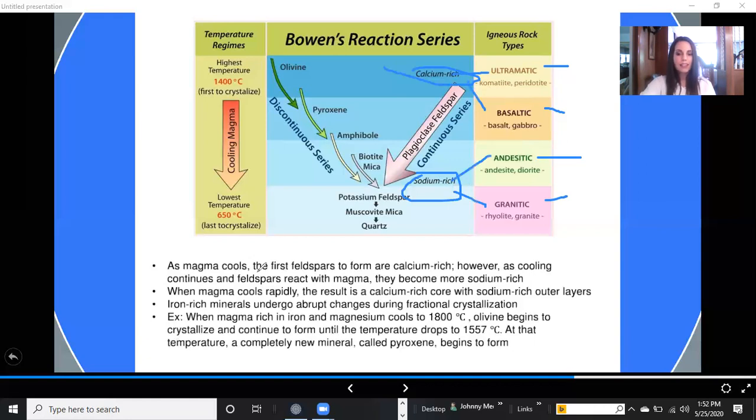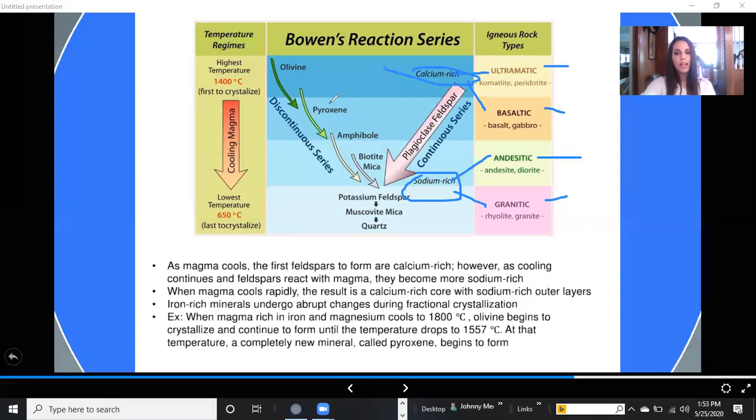Okay, and then let's take a look over here to the left at the iron-rich minerals. They undergo abrupt changes. When magma rich in iron, like olivine, for example, cools to 1800 degrees Celsius, it begins to crystallize and continues to form until the temperature drops to 1557 Celsius. At that temperature, a completely new mineral called pyroxene begins to form.